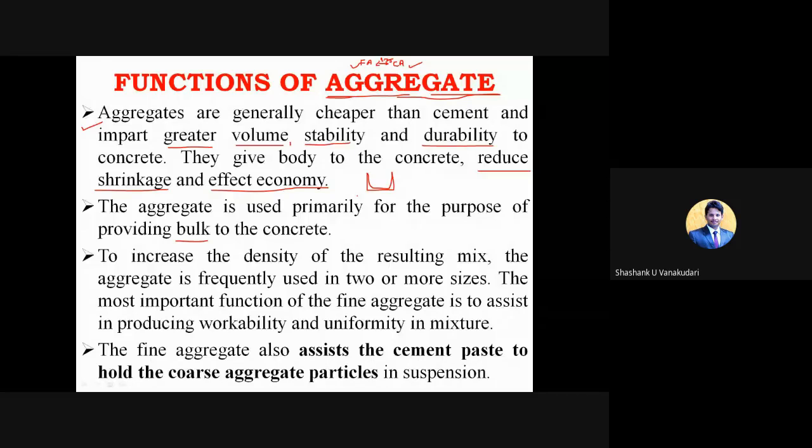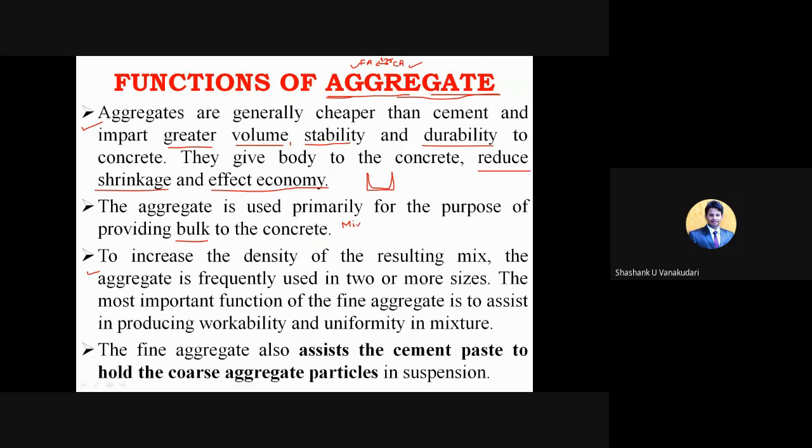Clear? But now we are studying both parts together, right? The major bulk, meaning the volume, is consumed by the coarse aggregate. Because of that reason only, we need to choose it properly. And to increase the density of the resulting mix, the aggregate is frequently used in two or more sizes. Here, what you are going to see is the mix design.